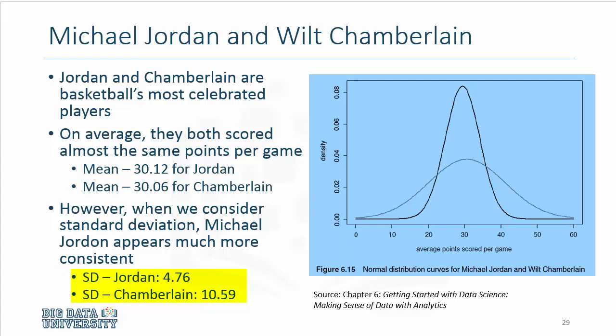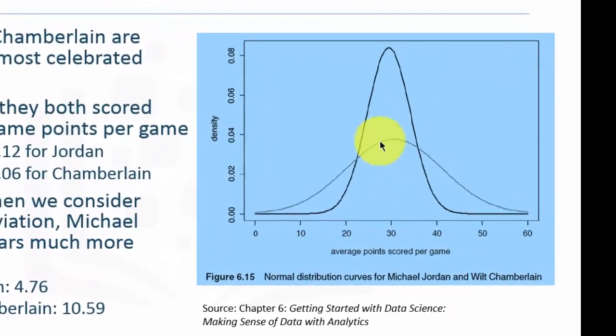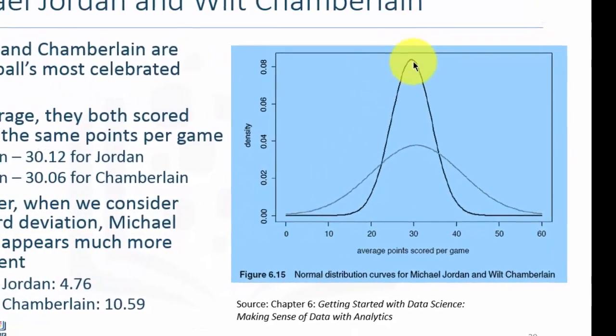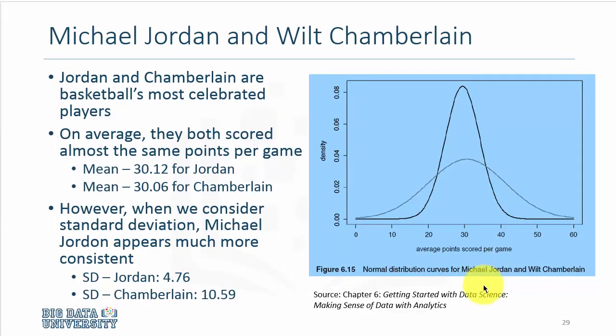And here, if you were to plot this distribution using the mean and standard deviation, assuming that their scores were normally distributed, you would notice that Michael Jordan's consistency comes out, and it's a very different, very focused distribution compared to the one for Wilt Chamberlain. Same mean, 30, but the distribution is different, suggesting that Jordan was much more consistent in his performance than Wilt Chamberlain.